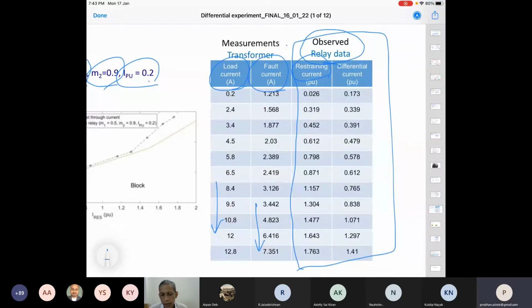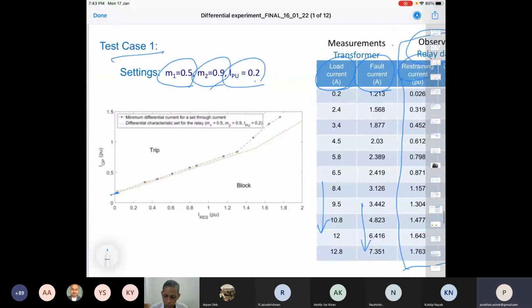If the relay sees this current, is it following properly? Are the trip decisions correct or not? That is what we would like to see for this case. What you are verifying is always the internal fault: for an internal fault, it should trip or not trip. This is trip and this is block. As I already mentioned, for any restraining current, I go on increasing the differential current, and if it trips there, then that is the point I mark.